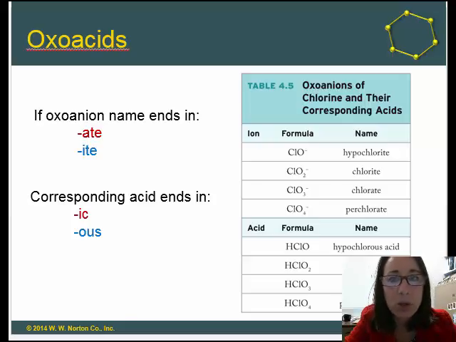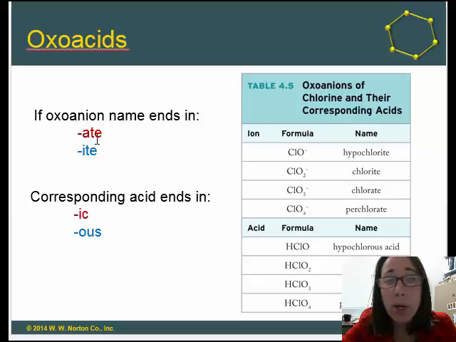So whatever the charge of the polyatomic ion is, -1, -2, or -3, that determines how many hydrogens are in the acid. So if the charge is -1, there's 1 proton or 1 hydrogen. If the charge of the oxoanion is -2, then there are 2 hydrogens. -3, 3 hydrogens. Now let's look in detail at how the name of the acid depends on the polyatomic ion.